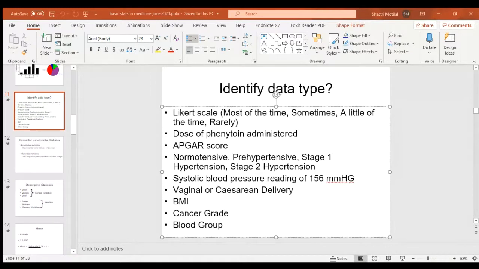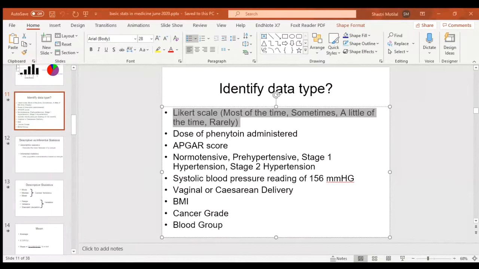Quantitative, nominal, ordinal. Right, so let's pick the first one.